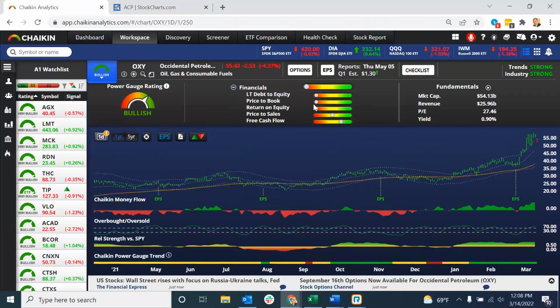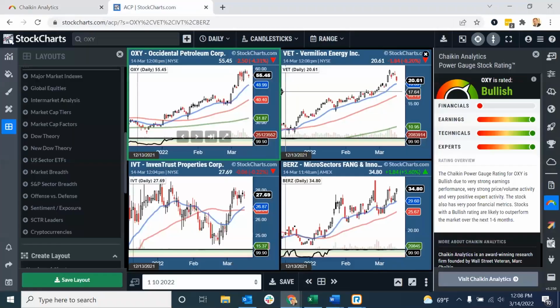So I've got price to book is a little high. Price to sales is pretty neutral, but the price to book is really kind of weighing down that financial segment of our rating. It's not terrible, but it is what it is.